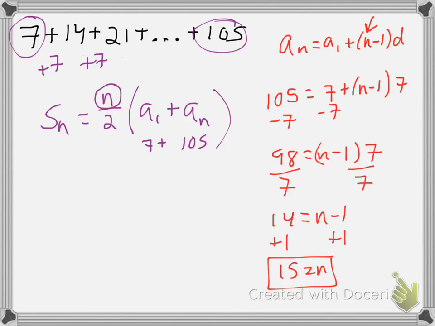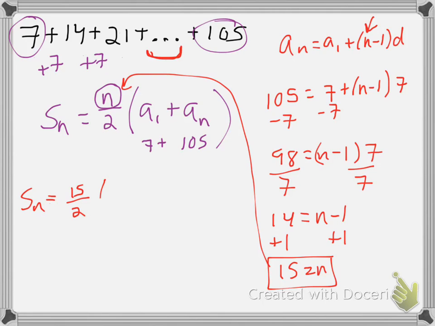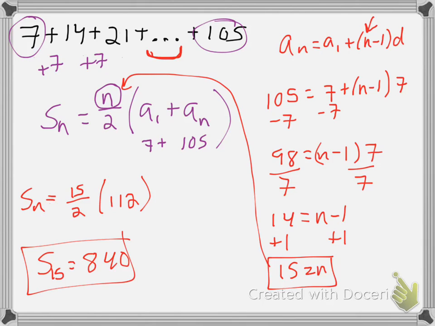I know there are 15 terms in this series. So 1, 2, 3, 4 of them are shown here, so that means there's 11 missing terms in there somewhere. But that doesn't really matter. We wanted this 15 so that we could plug it in right there. So the sum of this series is 15 divided by 2 times 112, because 7 plus 105 is 112. So 15 divided by 2, 7.5 times 112 gives me 840. The sum of 15 terms in this sequence is 840.